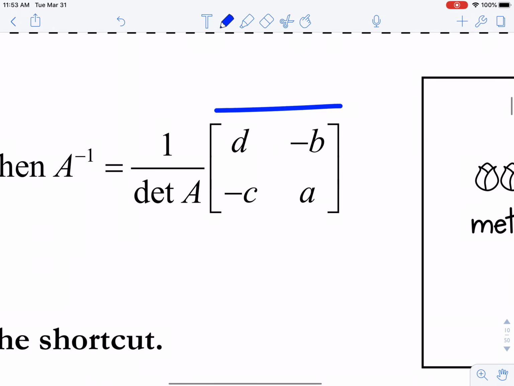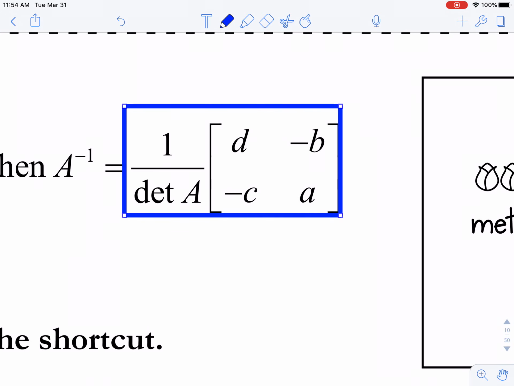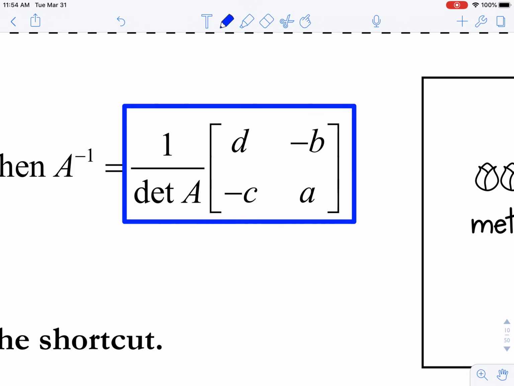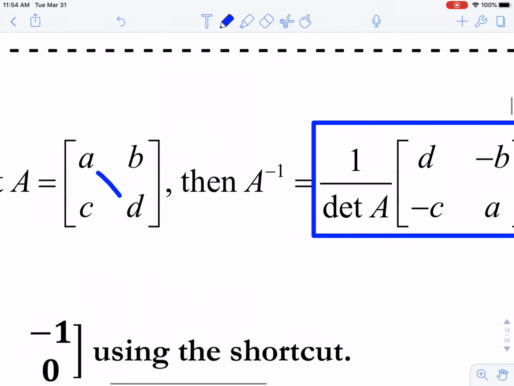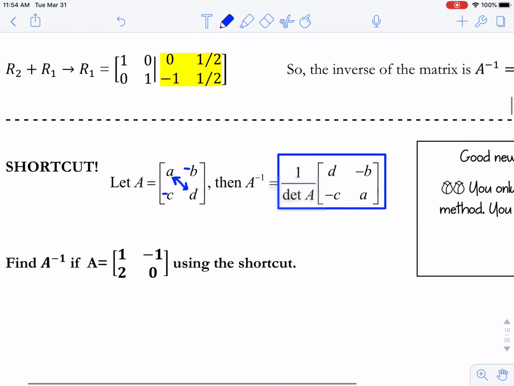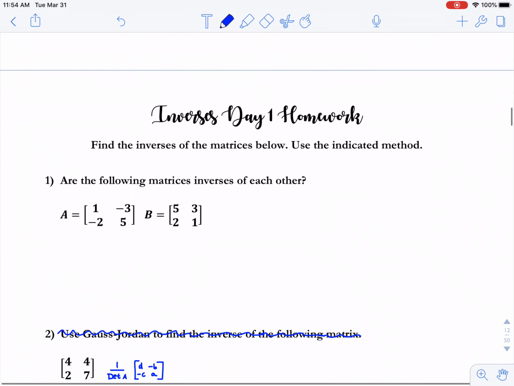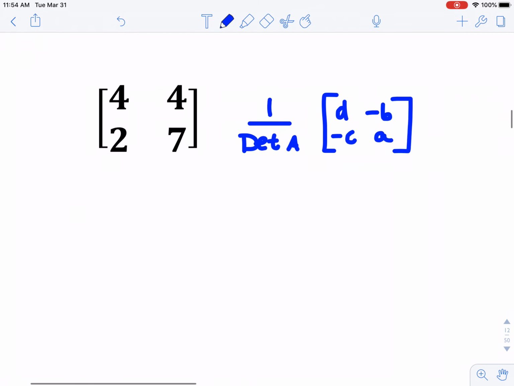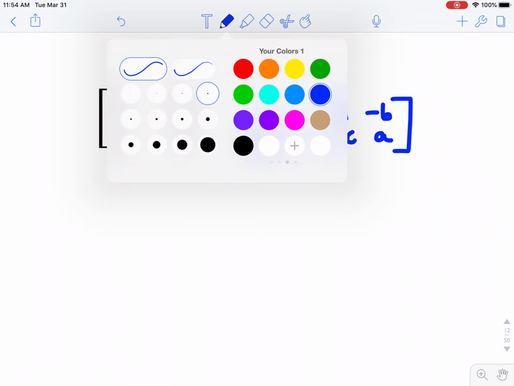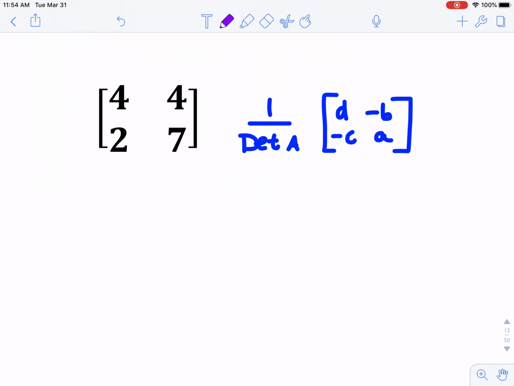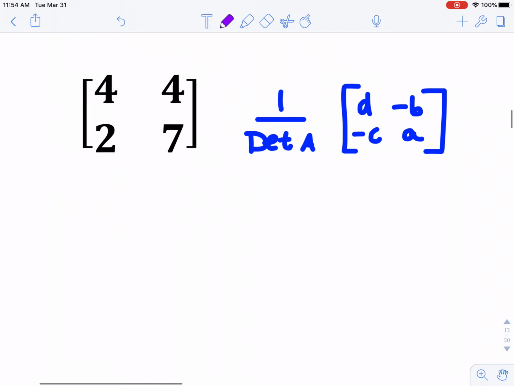D negative B negative C A. So the way that I remember this is that you swap A and D and negate B and C. That's the way I always remembered it, okay? So moving back to our example, this is just a random example. It's not one from your notes or from your homework, but I will just do it as a demonstration.